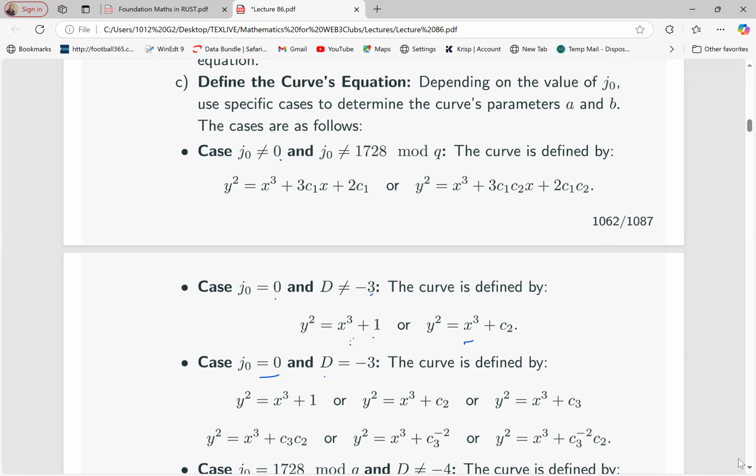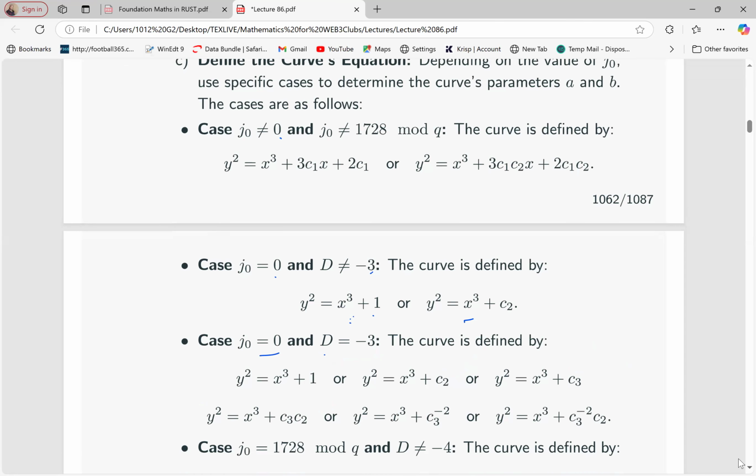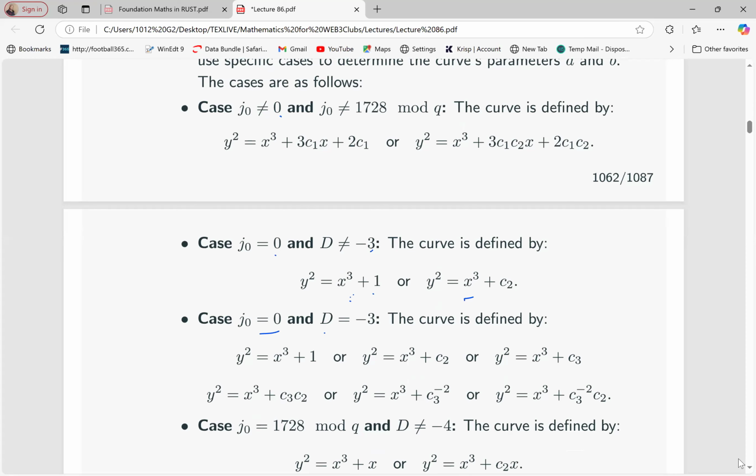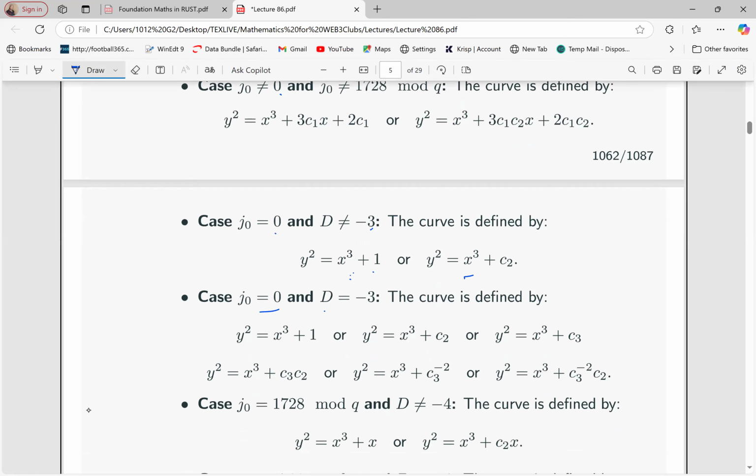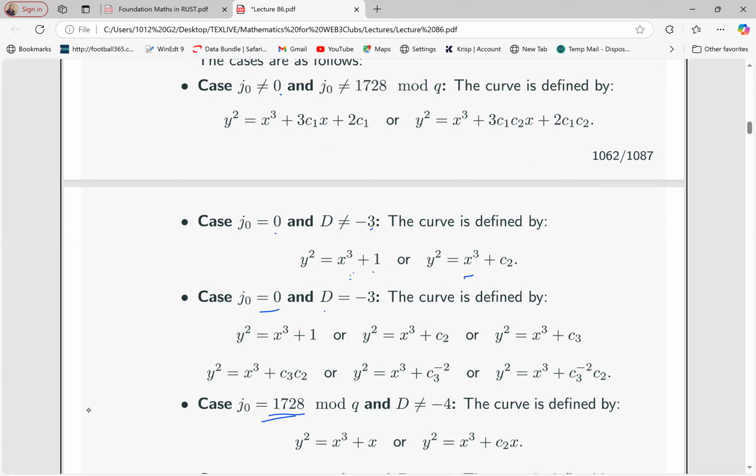Now, that is the third case. The fourth case is this: let's say your J invariant is 1728. If you remember, what was the first case? The first case was, it was not this and it was not this. And then we came up with another case. What about if it is 0? If it is 0, then we check the discriminant. Is it -3 or is it not?